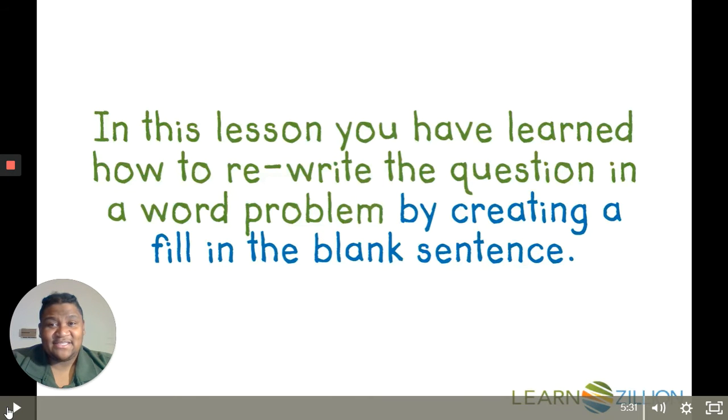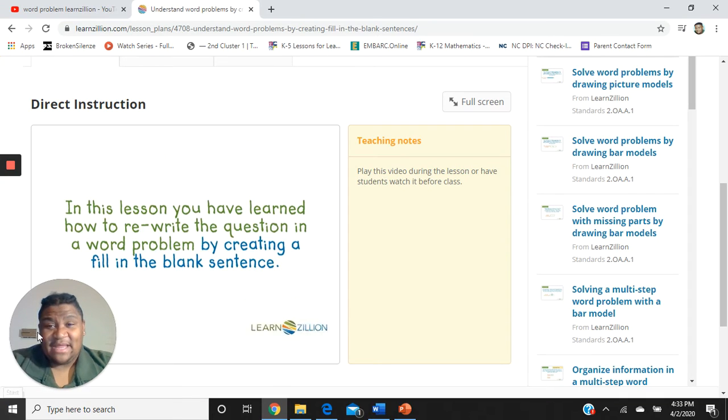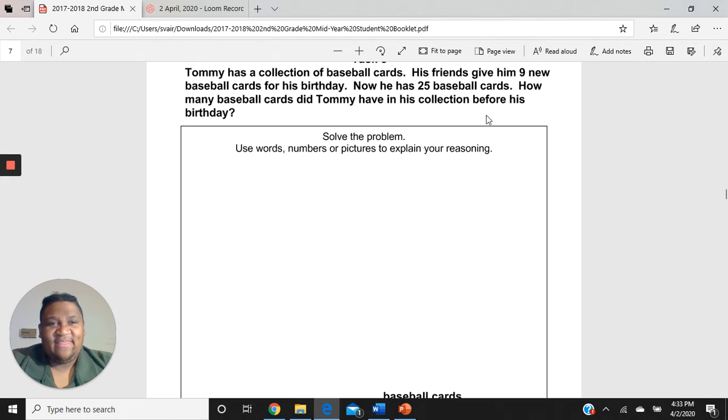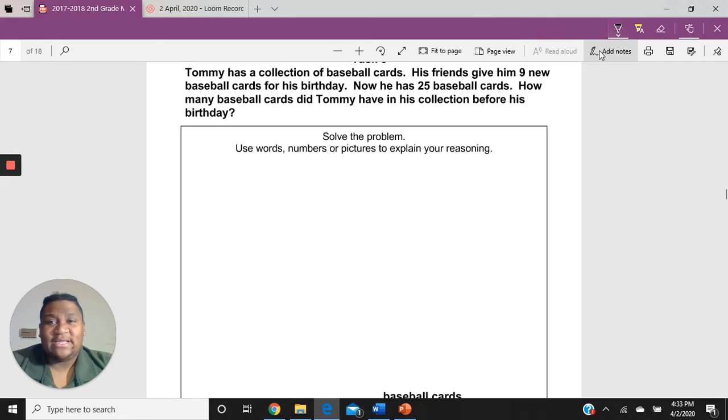All right, guys. So we created that fill in the blank sentence. We always, always, always say that. So let's now put it to practical work. Tommy has a collection of baseball cards. His friend gave him 9 new baseball cards for his birthday. Now he has 25 baseball cards. How many baseball cards did Tommy have in his collection before his birthday?